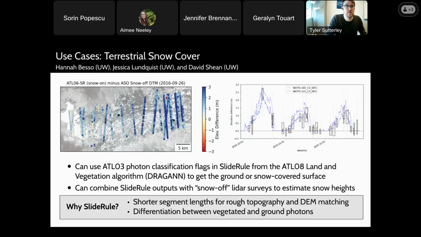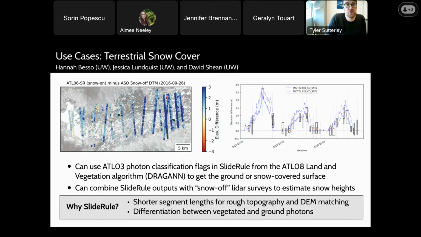Use cases that people use SlideRule for, one of the first big ones was using it for terrestrial snow cover. This was a graduate student at the University of Washington, and she used SlideRule to look at ground returns. Because these are steep areas of mountain snow, she used very short segment lengths and used Dragon photons in order to lock onto the ground, in order to look at how snow depth has changed.